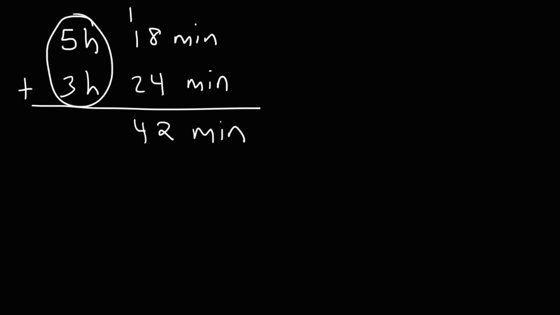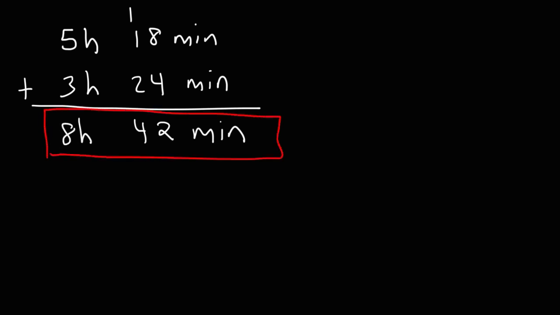Now we need to add the hours column. 5 plus 3 is 8. So the answer is 8 hours and 42 minutes. So that's it for the first example. Now let's try another one.